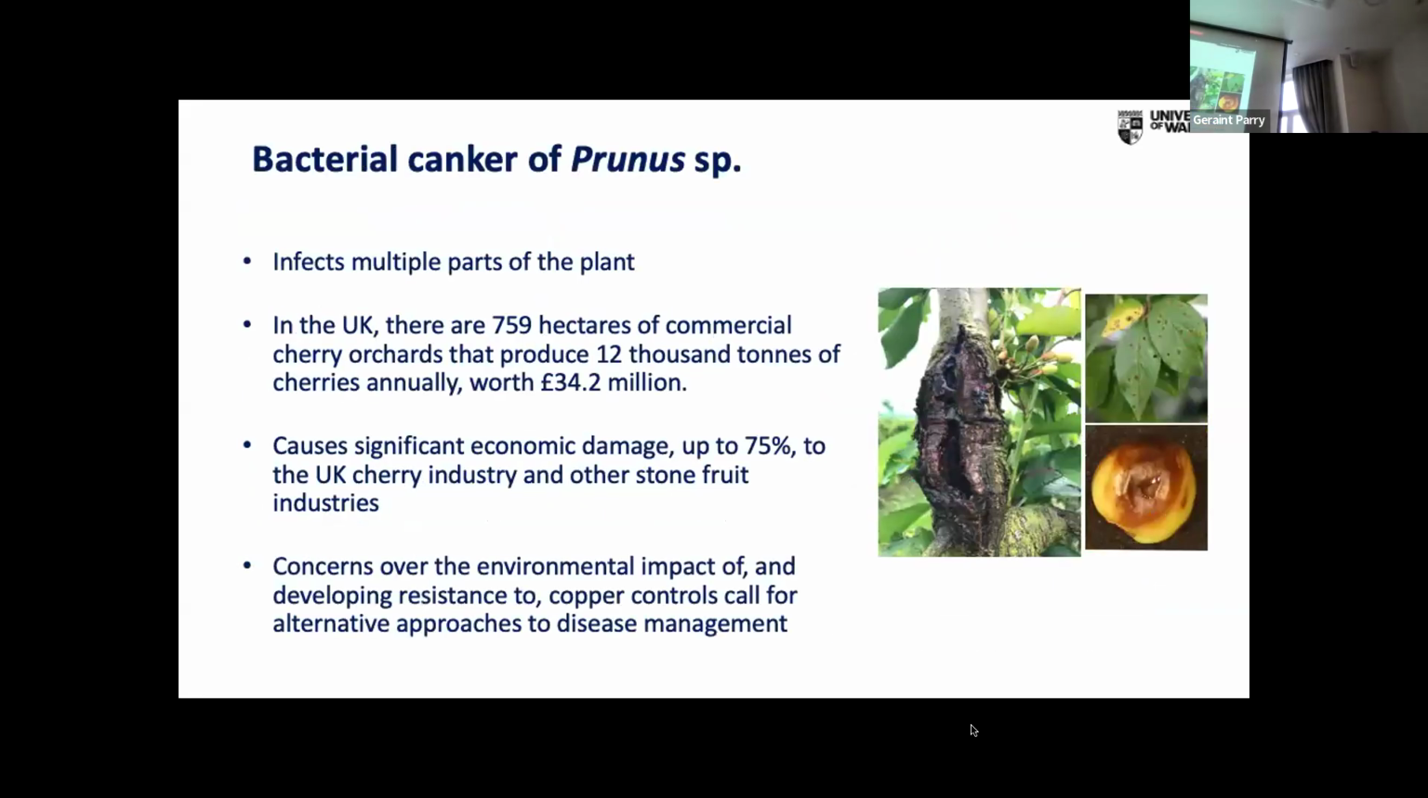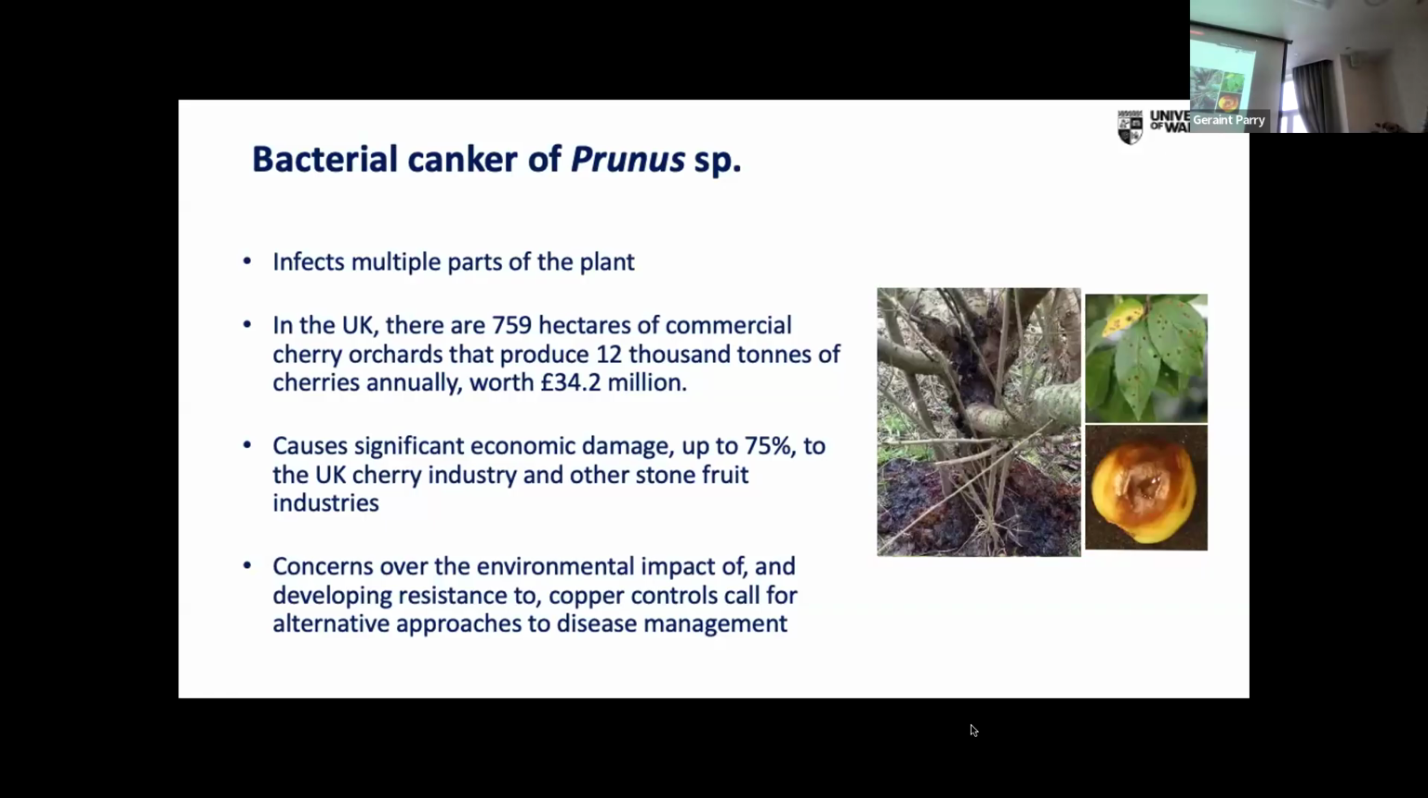So this is a pathogen that could infect all parts of the plants. It could infect the leaves, making the shot holes. It could infect flowers and then cause necrosis on the fruit, and then a huge amount of oozing and bleeding from the trunk of the tree, so it seems trees bleed to death. The UK produces around 12,000 tons of cherry each year, which is worth 34 million pounds. But this disease is quite devastating for the farmers because if the cherry orchard is infected, it could infect up to 75% of the trees.